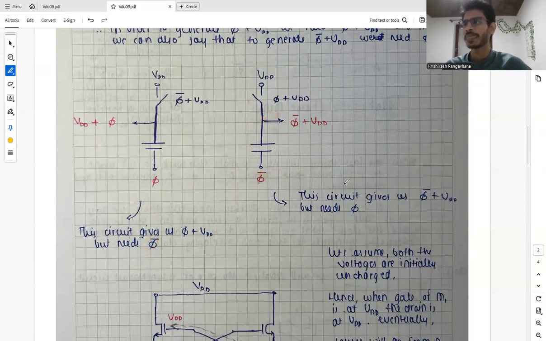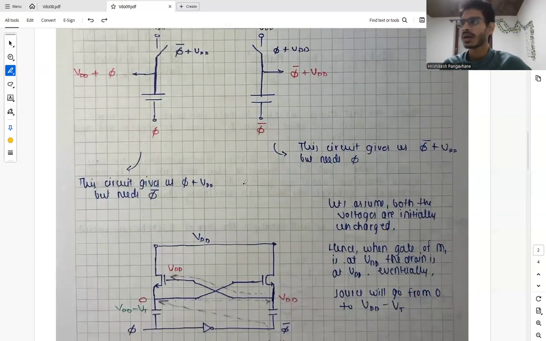This circuit has the potential to give us phi bar plus VDD, which this circuit needs, but then it needs something related to phi, which is phi plus VDD, which this circuit is capable of giving. So these two are interdependent on each other to work, right?